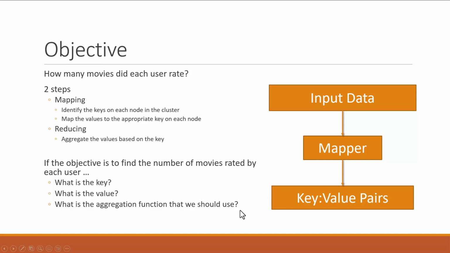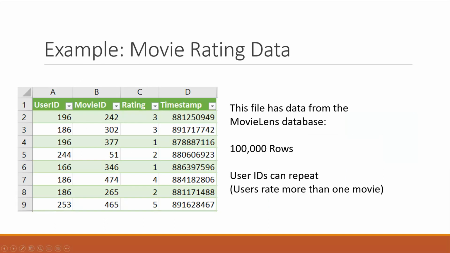So let's go back to our sheet here. In this particular case, 196 occurs twice in this node. So that means the key value pair for this would be 196 and 2, because there are two occurrences of 196. 186 occurs 3 times. That user rated 3 movies. So we're going to have a key of 186 and then the value of 3. So there are 3 movies that are rated by that particular user. So you see how this works.